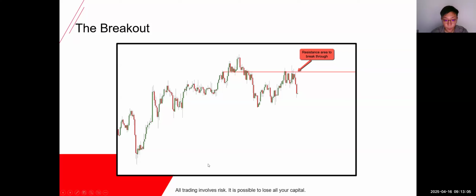Ascending trend line. Can I annotate? Can you guys see this? Oh, nice. Can you guys see this annotation? Just to make sure.